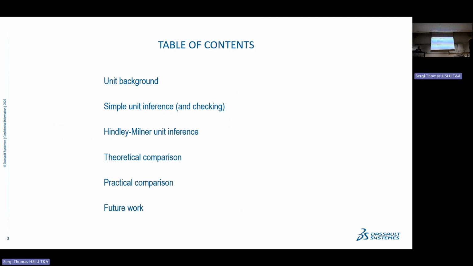So what I will go through is first a little background on units, and then how the simple unit inference and checking works, and then go to Hindley-Milner, and then do a theoretical comparison between them, and also do it practically for some libraries, and then indicate some future work.